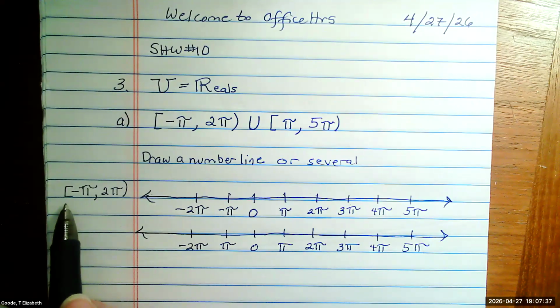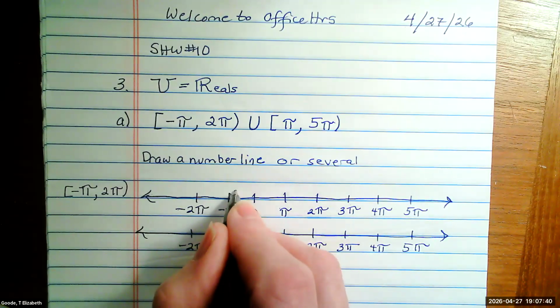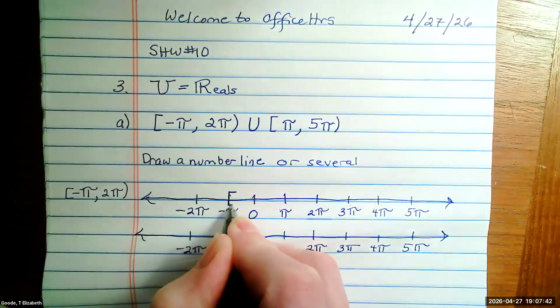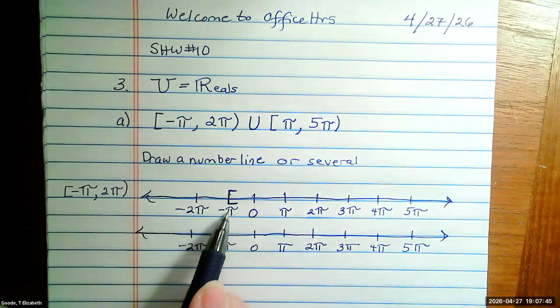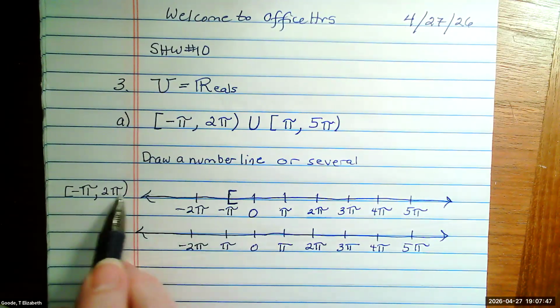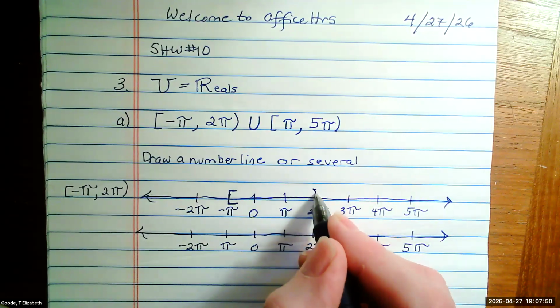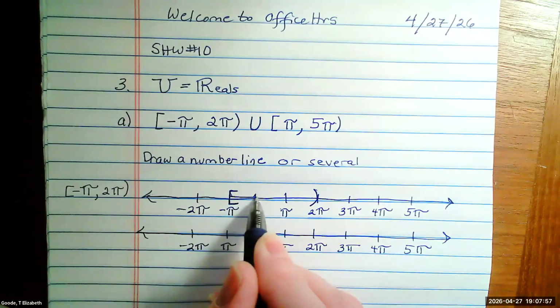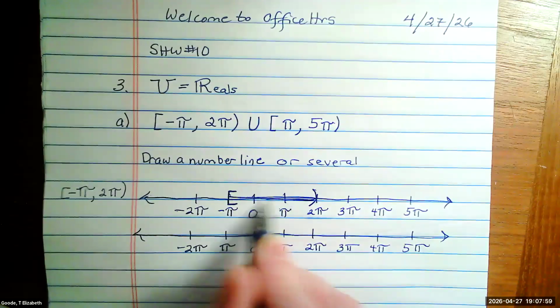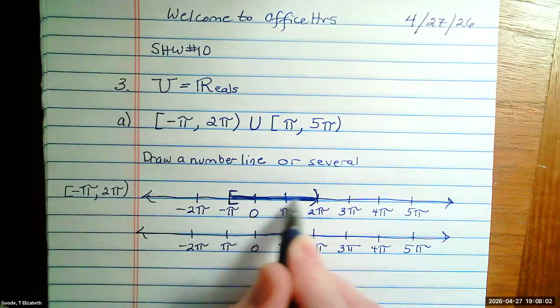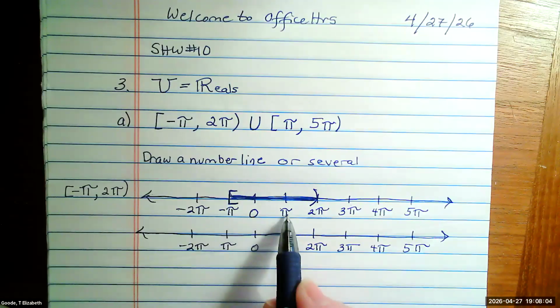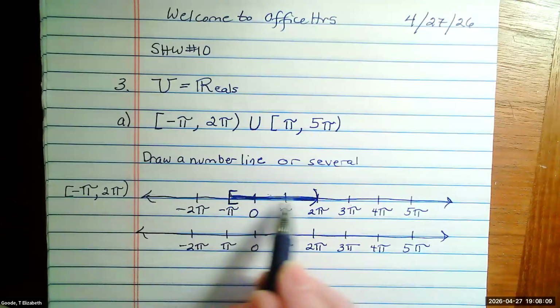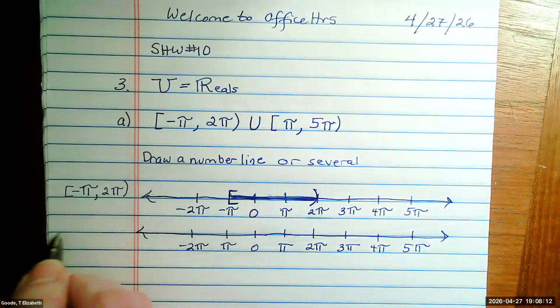Like a closed hole, if we were drawing it with open holes and closed holes. So we'll put a square bracket at negative pi, and that means we're including negative pi. It goes to 2 pi, but it does not include 2 pi. It just sneaks up as close as you want and stops there. Does that make sense? And then it's also everything in between. There's a lot in between here. It's not just negative pi, 0, and pi. There are an infinite number of real numbers in that interval. Does that make sense?